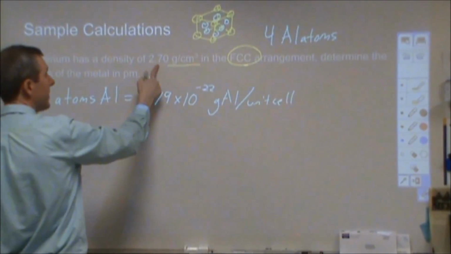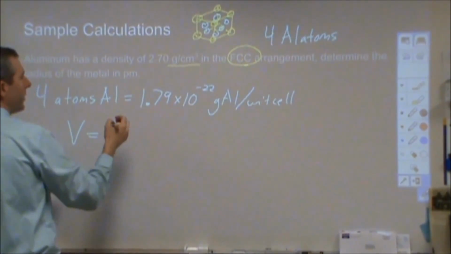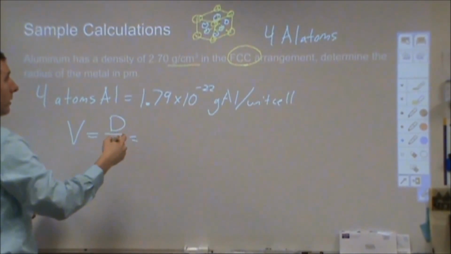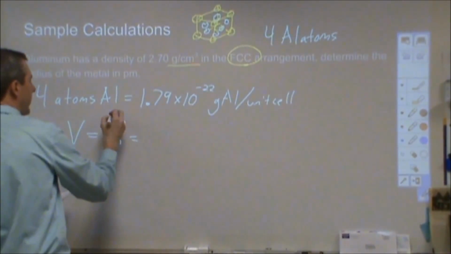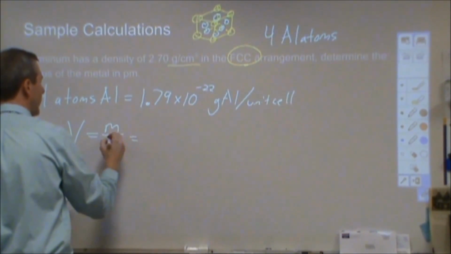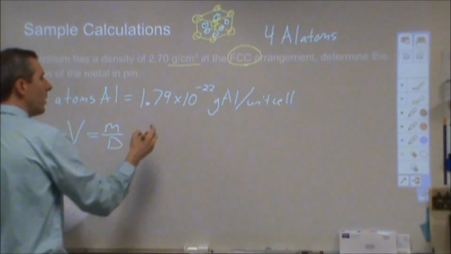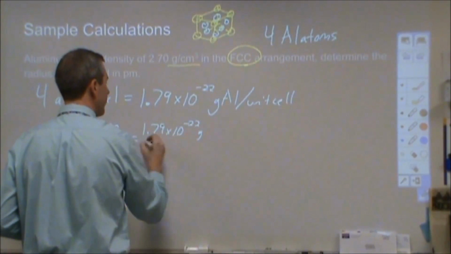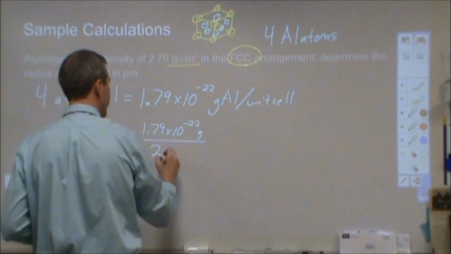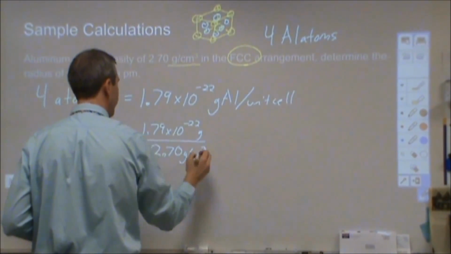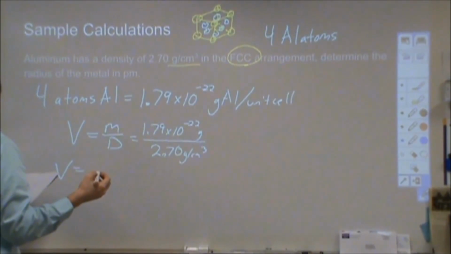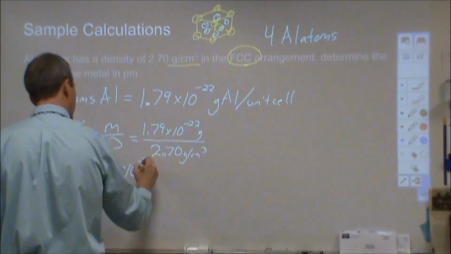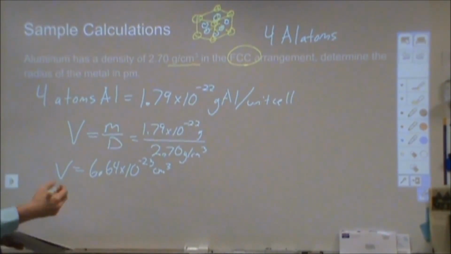And we can couple that with the density to figure out the volume. So the volume is going to be equal to the mass divided by the density, sorry. So we have this 1.79 times 10 to the negative 22nd grams, divided by the density of aluminum, 2.70 grams per centimeter cubed. So our volume ends up being 6.64 times 10 to the negative 23rd centimeters cubed. And that's the volume of our cube.